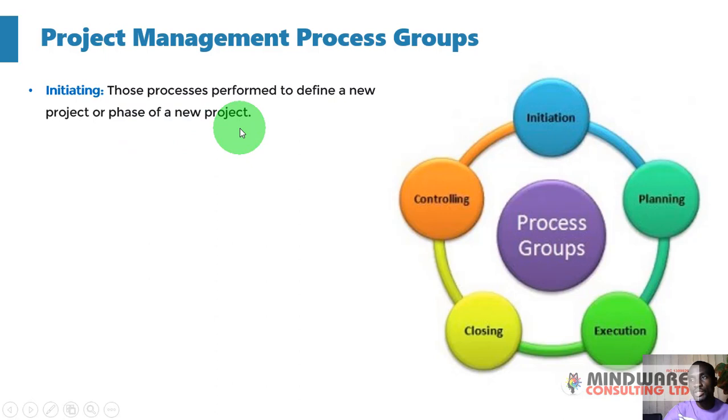All right, so when you're starting out a new project, whether it's a construction project, a product development project, a research project, a capacity building project, or a survey, whatever it is, there is always a starting point. So the initiating process group is the set of processes that define the start of that particular project, or maybe a phase of the project. So this is the starting point.